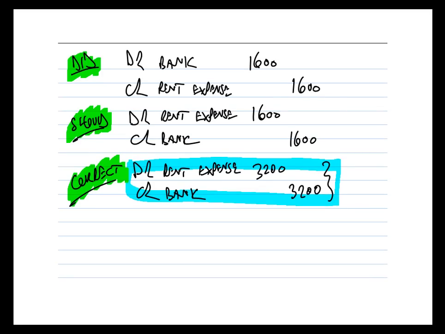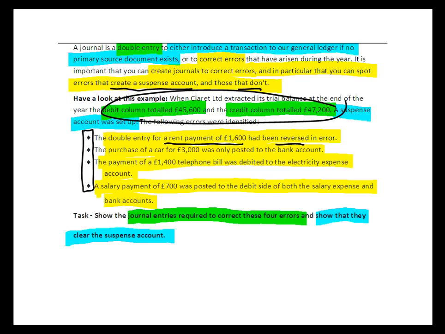Let's look at the double entry they did post, consider the double entry they should have posted, and by comparing the two, hopefully come up with the double entry that they'd need to correct. So why don't you have a think about errors 2, 3, and 4. See if you can follow through my three-step process for the other three, particularly considering whether each of them affects the suspense account. So why don't you pause me for a few minutes while you have a go at that.